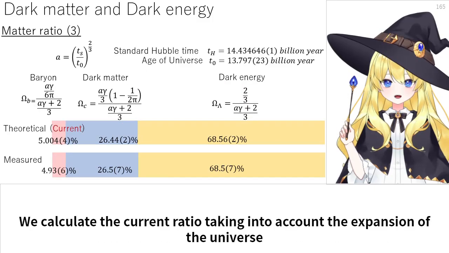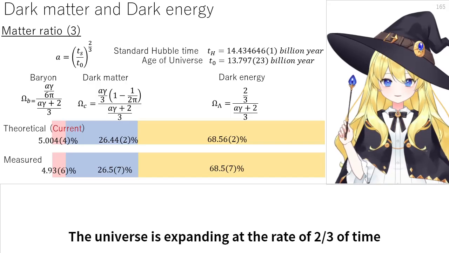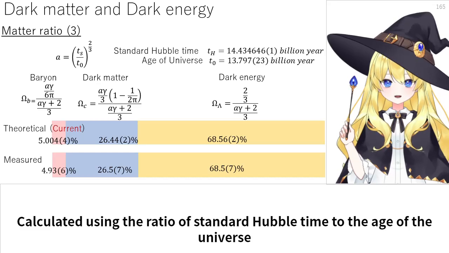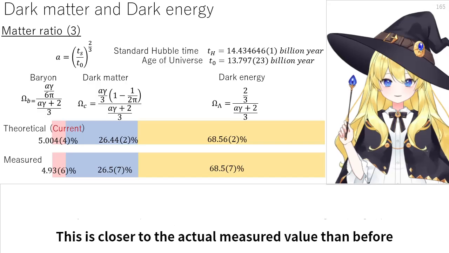We calculate the current ratio taking into account the expansion of the universe. The universe is expanding at the rate of 2/3 of time. However, dark matter does not change. Calculated using the ratio of standard Hubble time to the age of the universe. This is closer to the actual measured value than before.